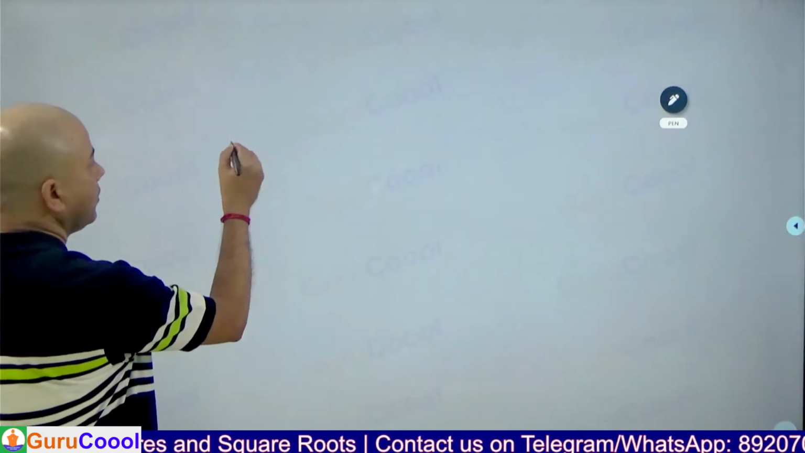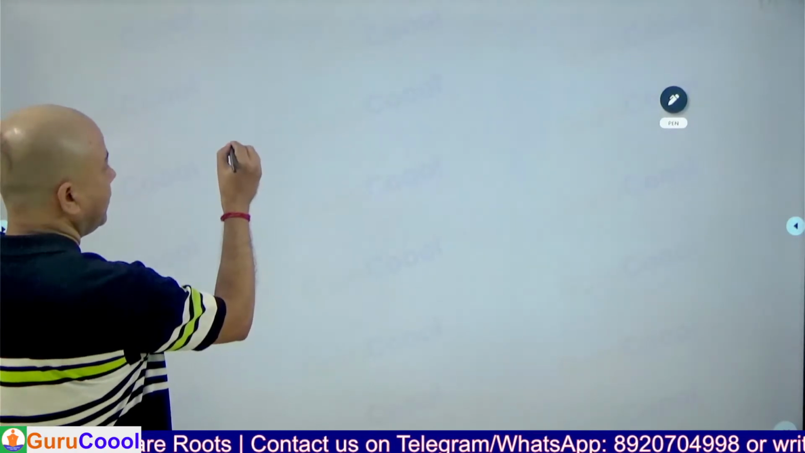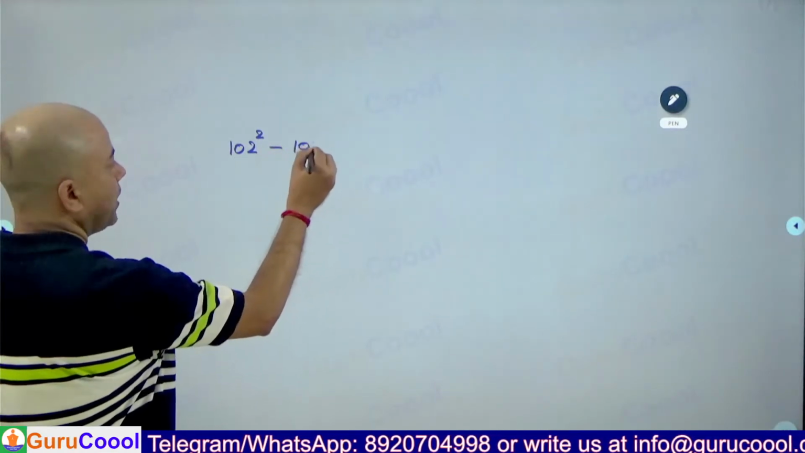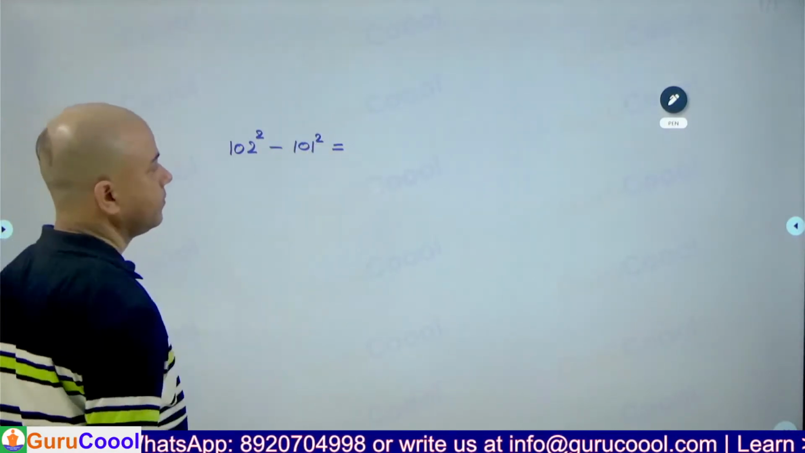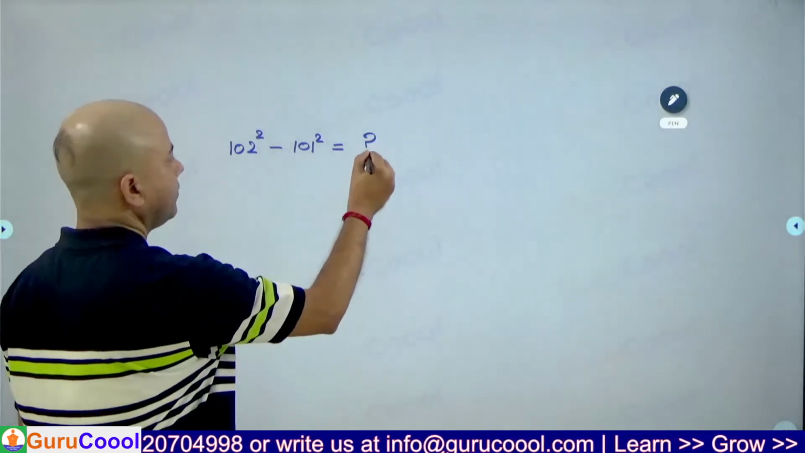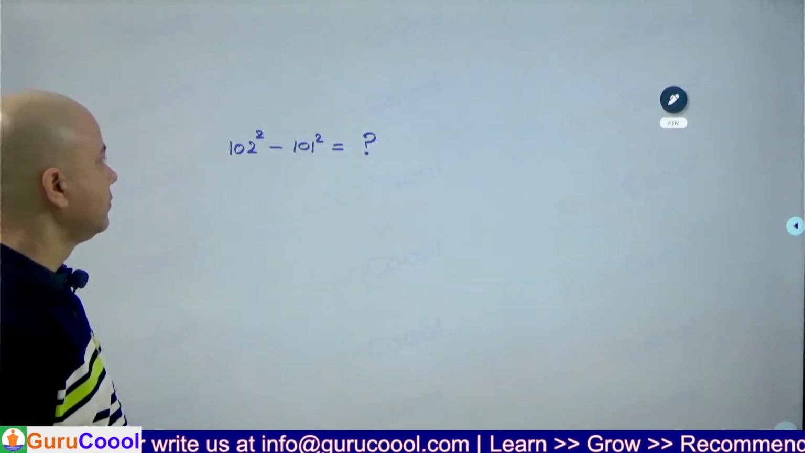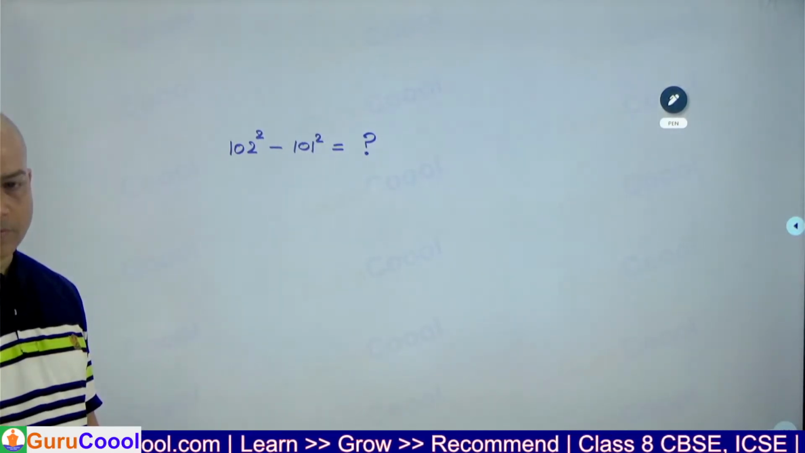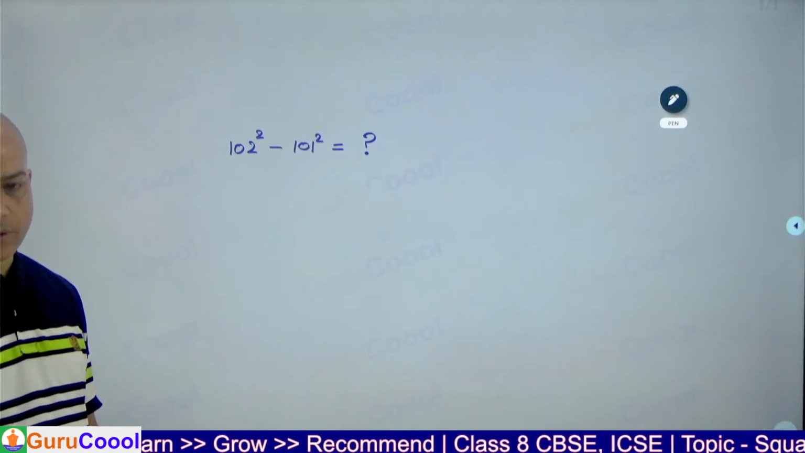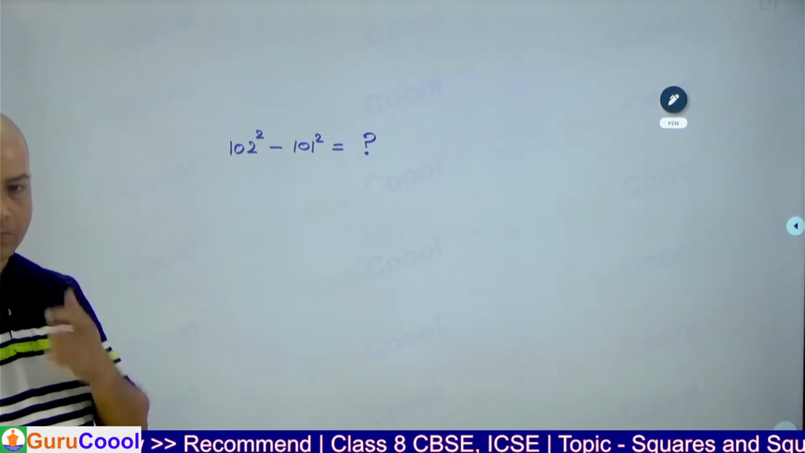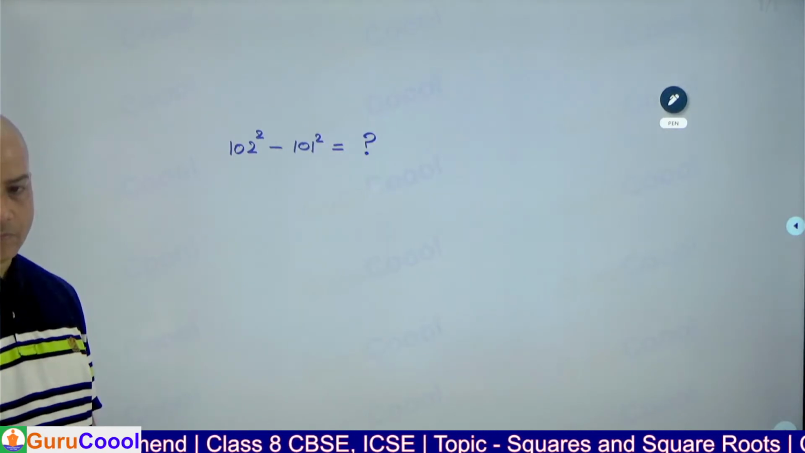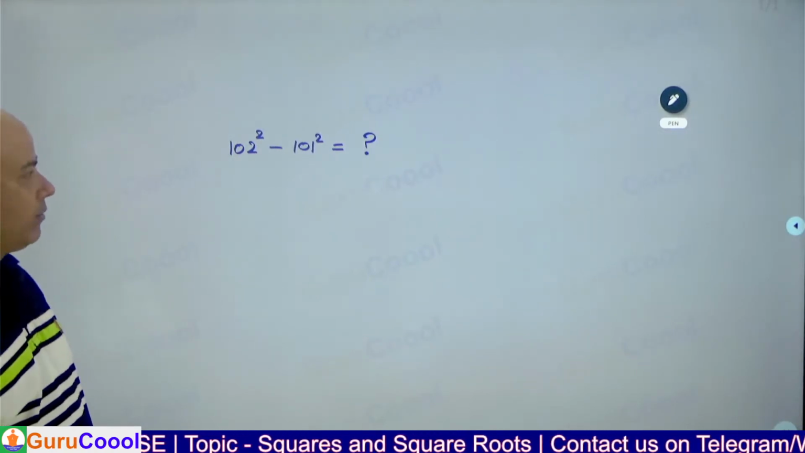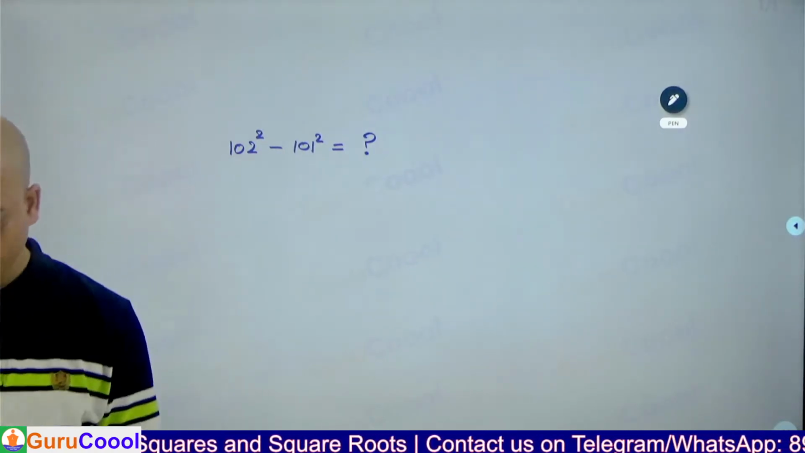Can you calculate 102 square minus 101 square? Yes, sir. It is 1. What are you doing? We need to find the first square number, sir, and we need to subtract from that, sir. Okay, sir, I will do it. Please be seated. Please relax. I will do it for you.